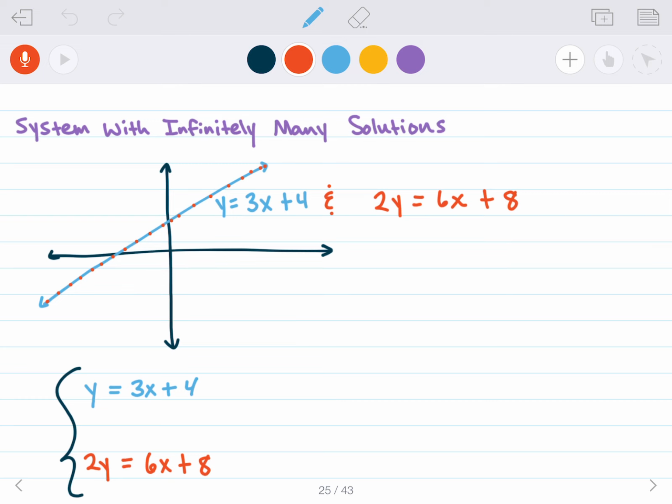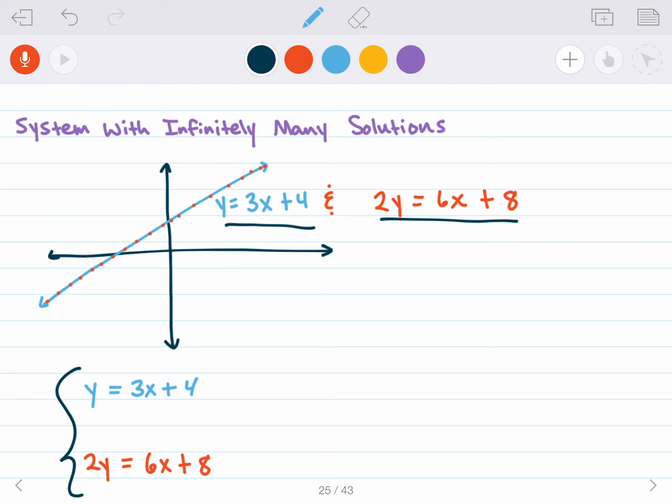The third case that we talked about was a system with infinitely many solutions. So that's when we have two lines that are secretly one line, right? So the blue line is y equals 3x plus 4. That's already in y equals mx plus b form.